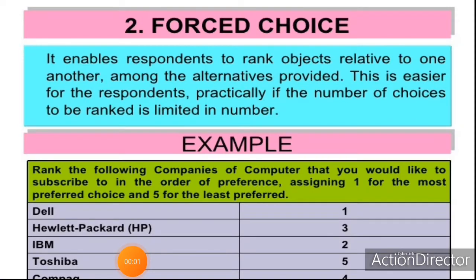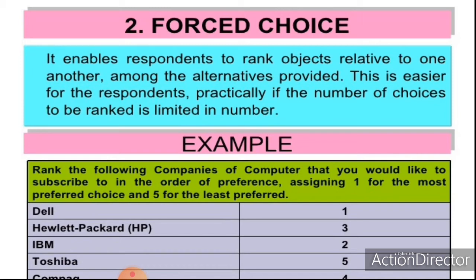Now the second method is the forced choice method. Under this method, respondents rank the objects relative to one another among the alternatives provided. This is easier and faster as far as the respondents are concerned. For example, under this method, respondents are asked to rank the items based on their preferences. Here some names of computer companies are provided and respondents are asked to rank them based on their preference. Here respondents rank the most preferred computer as Dell and least preference is given to Toshiba. So this is the method which is followed in the forced choice method.